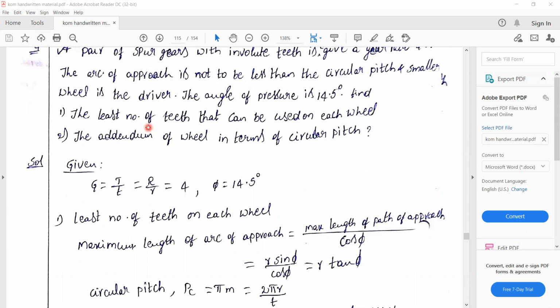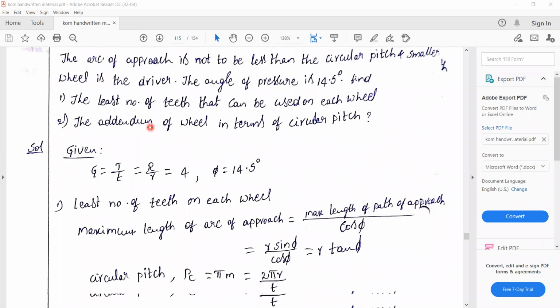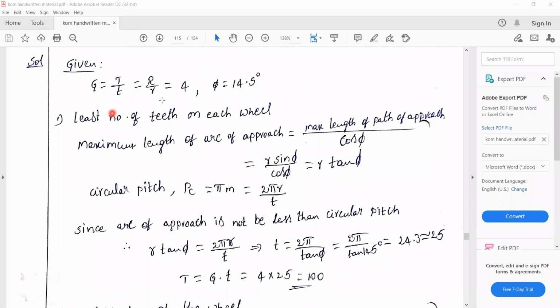Now from the problem description, you have to write the given values. The gear ratio is given, so capital G equals capital T by small t, or capital R by small r, whatever it may be. That value is 4:1, so gear ratio is 4. And the pressure angle is 14.5 degrees.